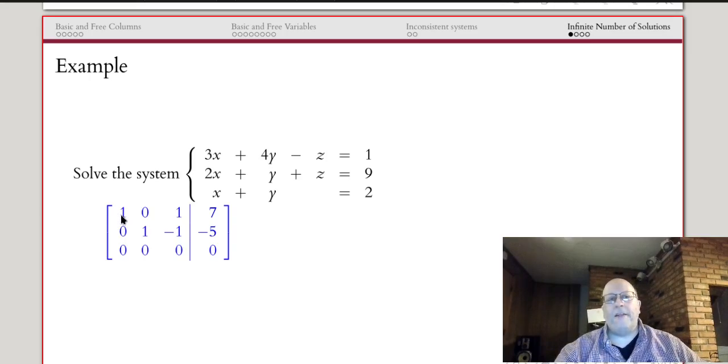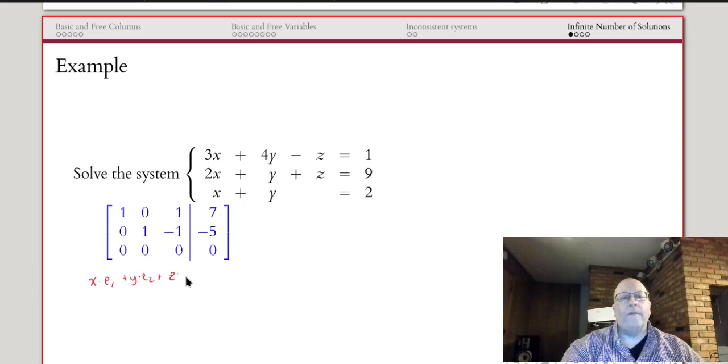This is saying that the vector x times E1 plus the vector y times E2, plus z times this other vector that's not one of the standard basis vectors is equal to the vector 7, negative 5, 0.